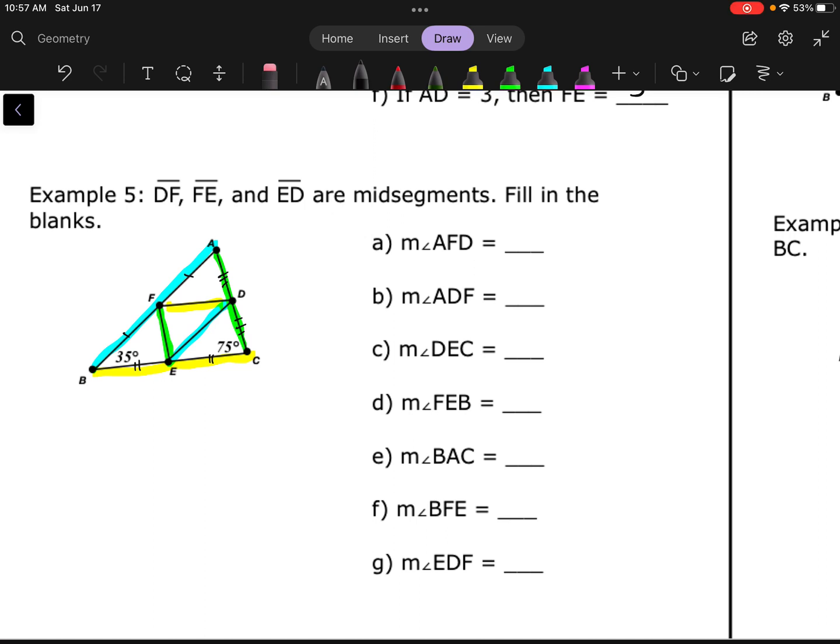Now AFD is this angle right here. And if you remember that those yellow lines are parallel, then if you recognize that, maybe you can see that AFD is a corresponding angle with FBE. And corresponding angles are congruent, meaning that that too has to be 35 degrees. Likewise, ADF, this angle over here, is going to be corresponding with the 75 down there.